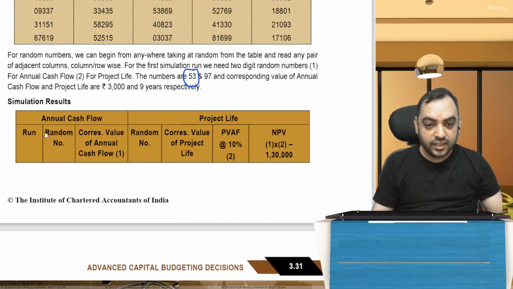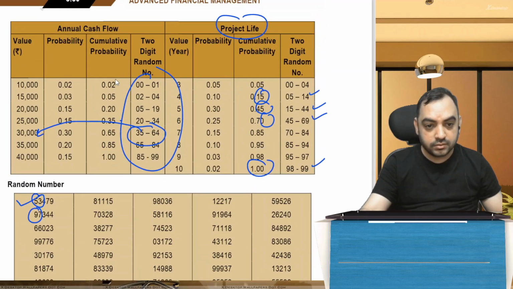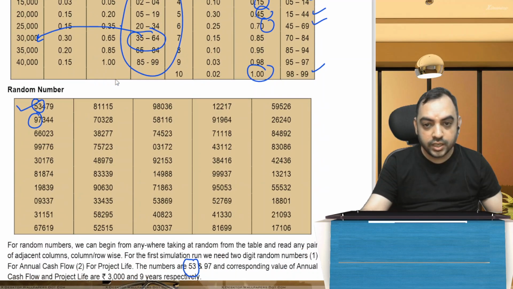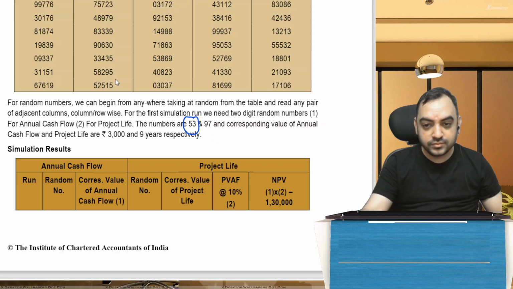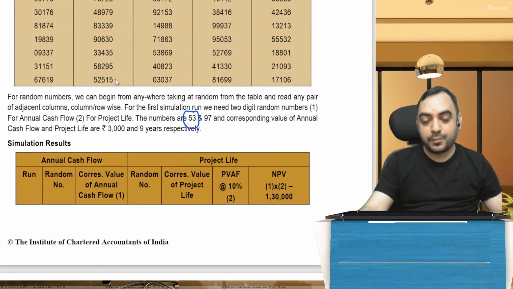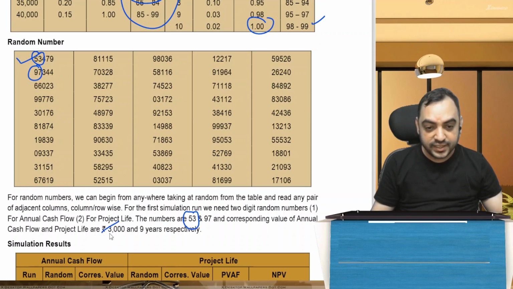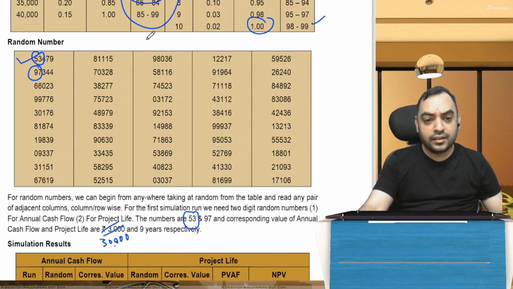So the corresponding cash flow is 30,000. That's what they have taken. Sorry, they have given 3,000? No, 30,000. That's a typing mistake. This is not 3,000, it's a typing mistake. It's 30,000. Then the number of years.